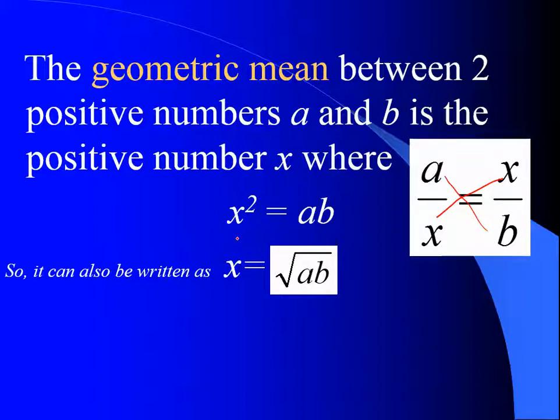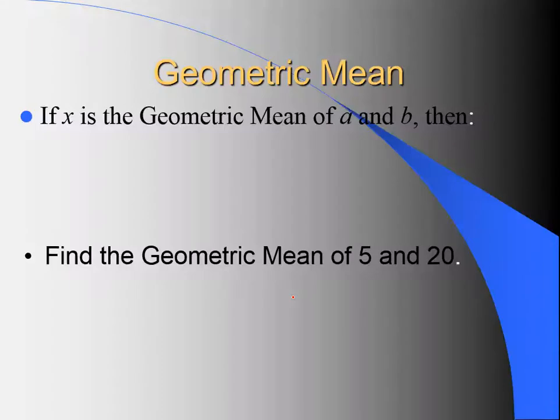And then remember that anytime we want to undo squaring, we have to take the square root. So when we take the square root of both sides, we end up with our new number being nothing more than the square root of our two numbers multiplied together. So let's do some examples here.